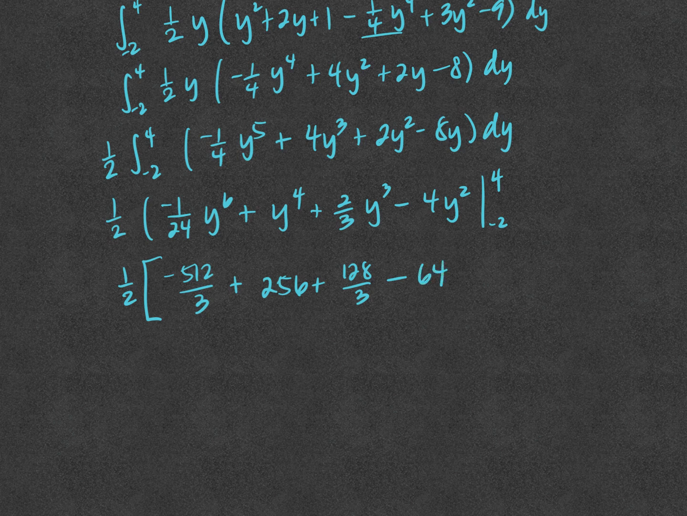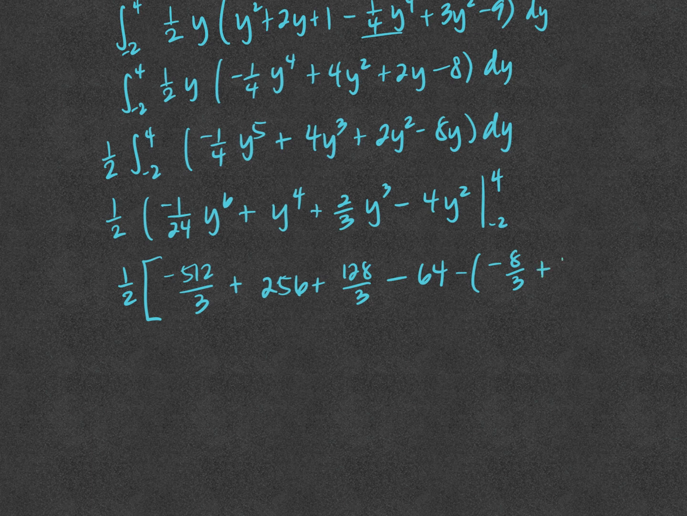Then we're going to have to subtract all of those values at -2. So -2 to the 6th becomes a positive, but we got a negative. And it's 64 over 24, which is divisible by 8 to be 8 over 3.